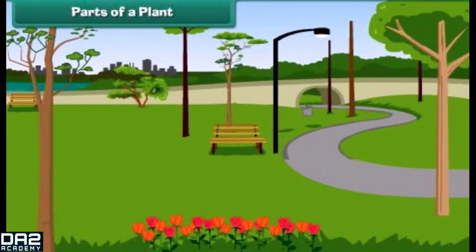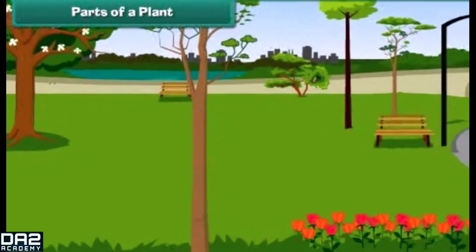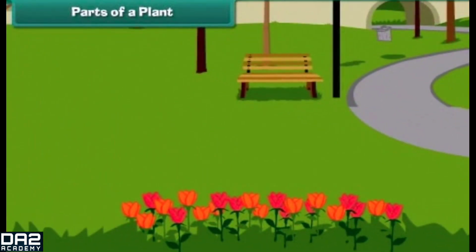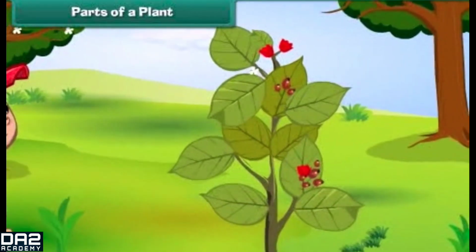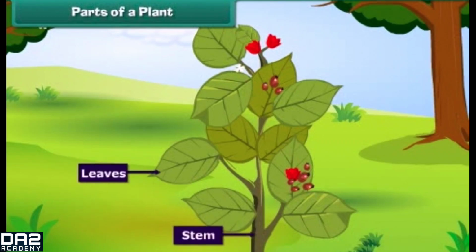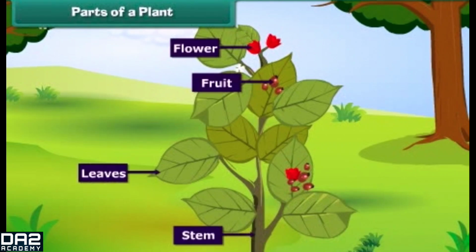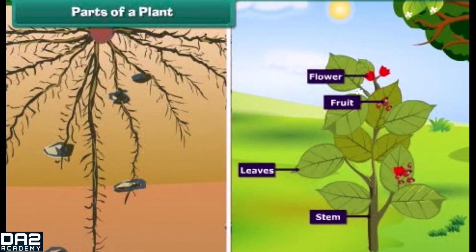Dear friends, as we can see around us, there are a lot of varieties of plants and trees. They all are green in color and provide peace to our eyes. But have you ever observed a plant closely? You can see some of its major parts, such as stem, leaves, flowers and fruits above the ground. But do you know that some part is also hidden under the ground? This part is called root.